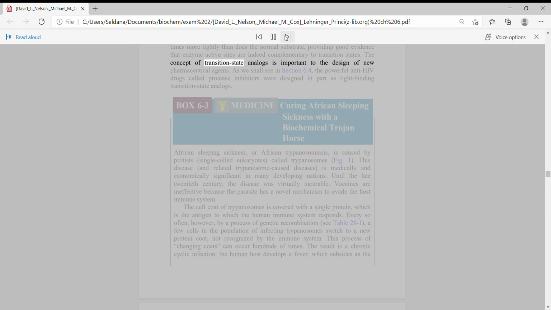The concept of transition state analogues is important to the design of new pharmaceutical agents. As we shall see in section 6.4, the powerful anti-HIV drugs called protease inhibitors were designed in part as tight-binding transition state analogues.